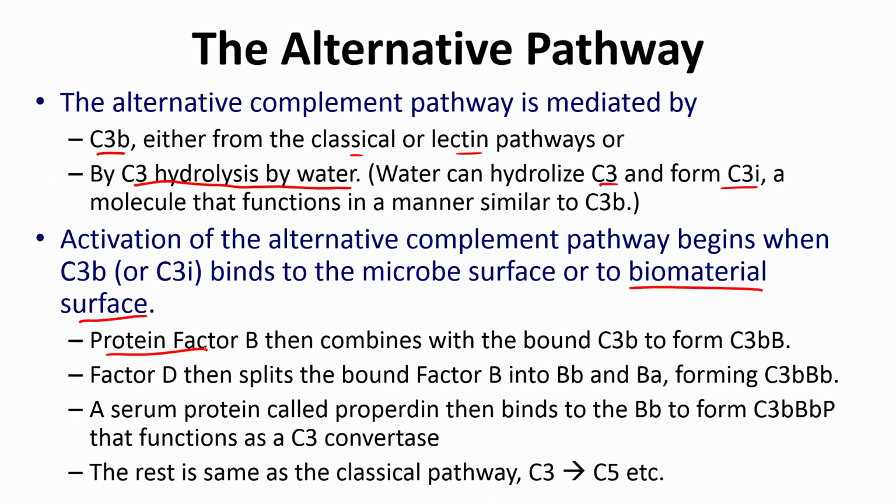A protein, factor B, then combines with this bound C3b, because once proteins bind they change their conformation. So now maybe a binding site is available. This then forms another intermediate, C3bB, and then factor D comes in and splits the bound factor B into Bb and Ba. Again, these are lots of terms that I am introducing, but you do not need to remember all of these, though it will be good to know at least the pathway.